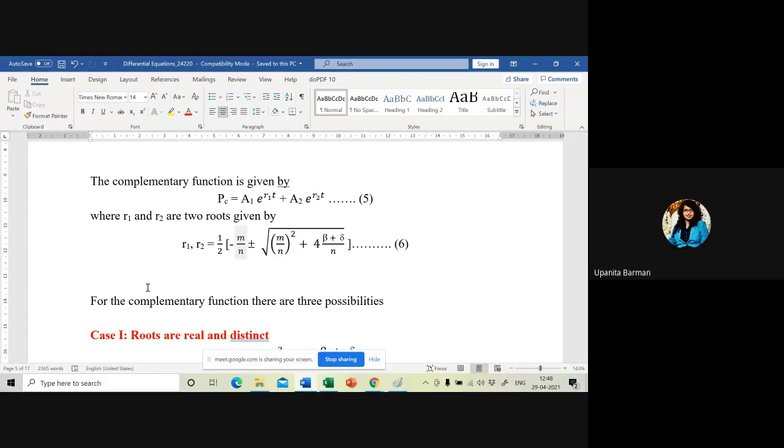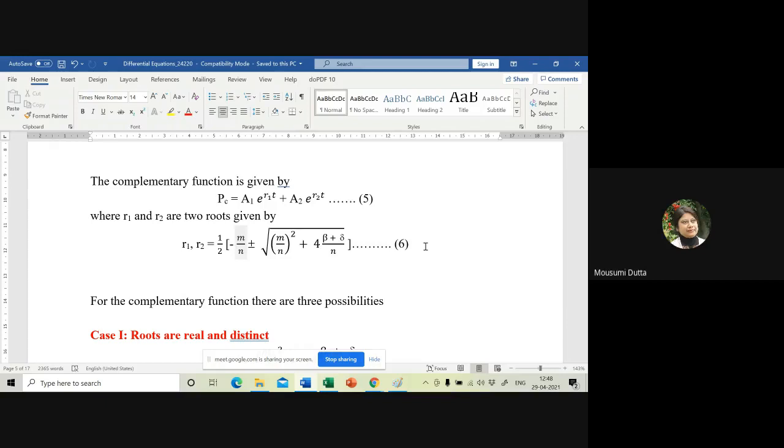Ma'am, half in third brackets minus m by n plus minus root over m by n whole square plus 4 into b plus delta by n. Okay, the same thing I got, or I presented, as equation number 6. So everybody please check whether you are getting this or not. Yes, ma'am.